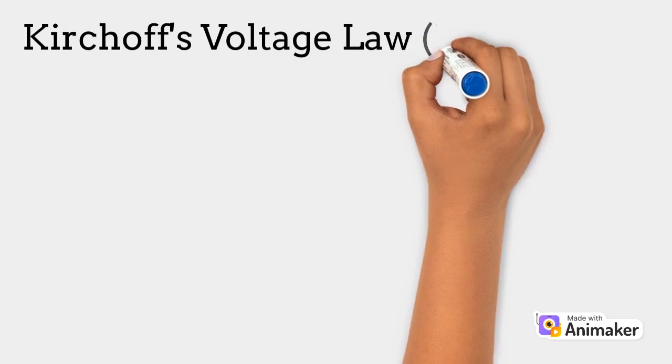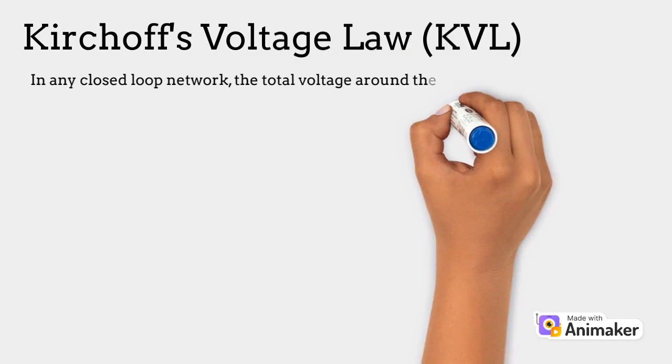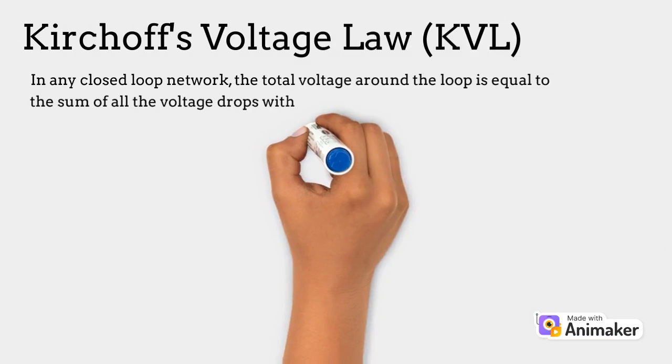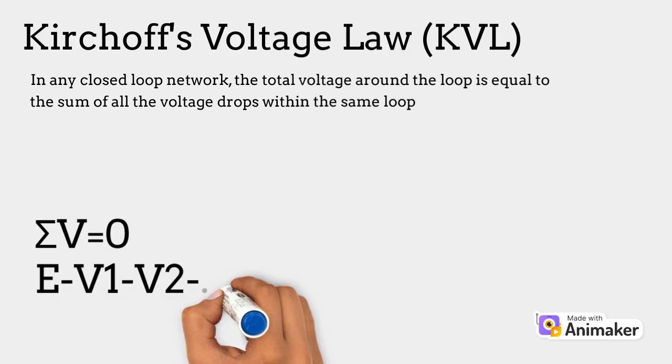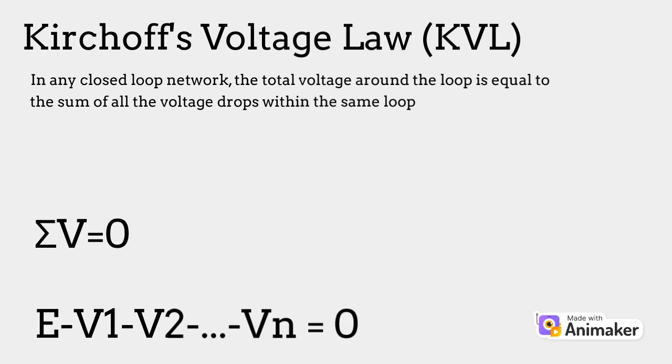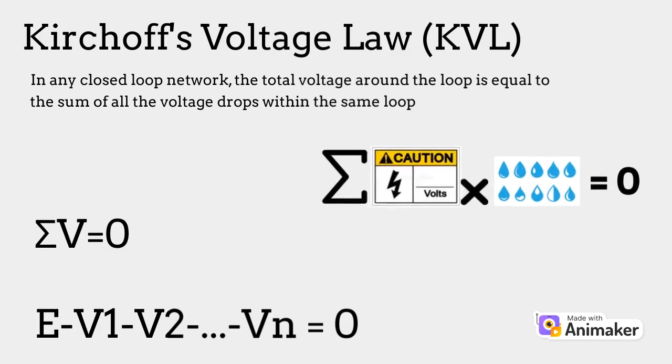Kirchhoff's voltage law states that in any closed-loop network, the total voltage around the loop is equal to the sum of all the voltage drops within the same loop. This can be represented in a number of ways, but is most commonly represented as sum of voltages equals 0, or source voltage E minus V1 minus V2 minus Vn is equal to 0.